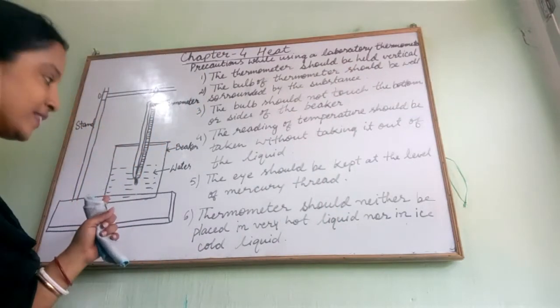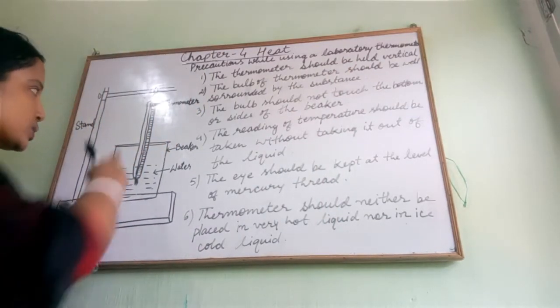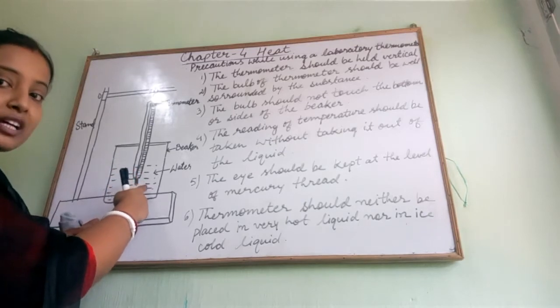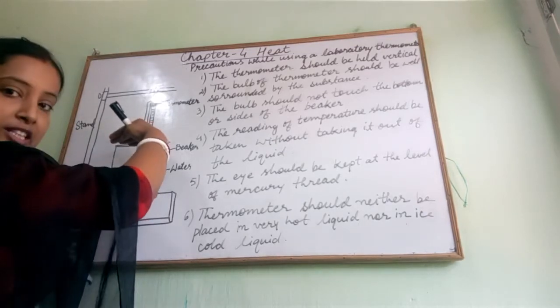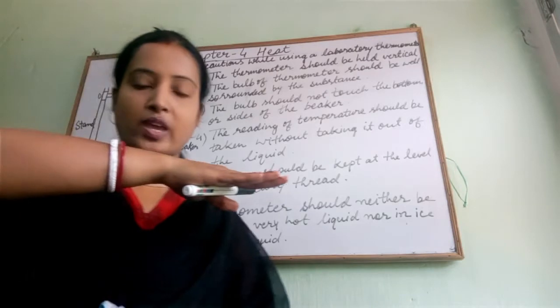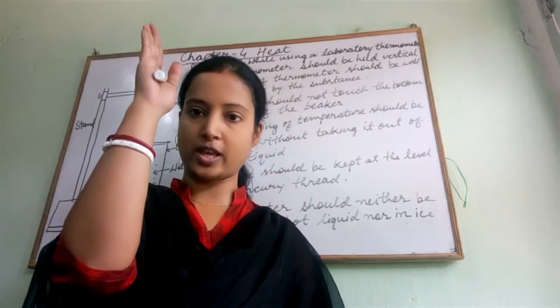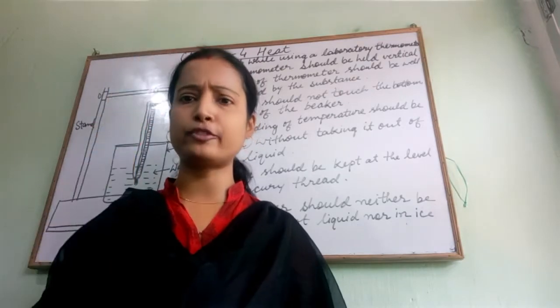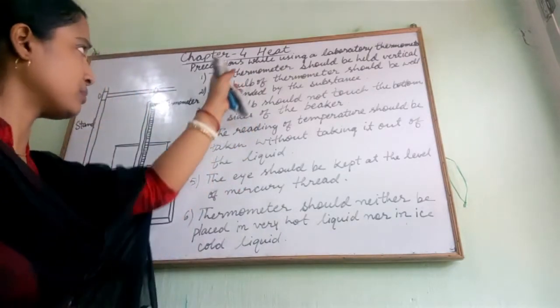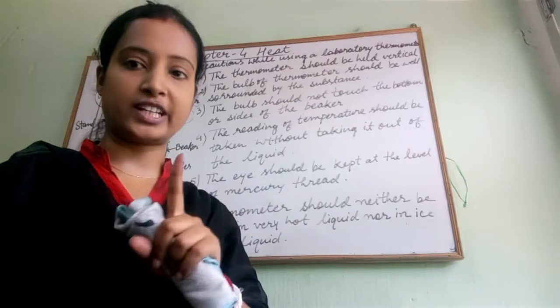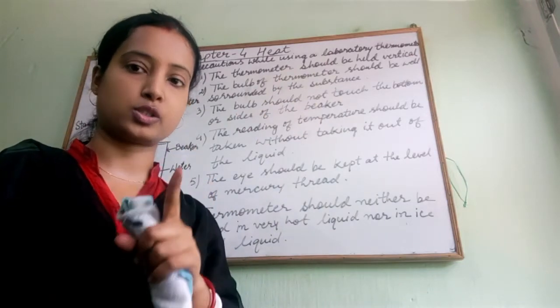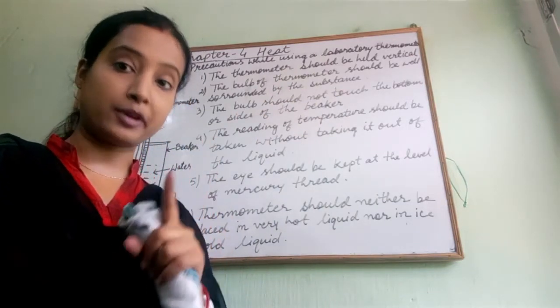Okay, so here in this figure you can see the thermometer is vertical. You should not keep the thermometer horizontal like this, or tilted like this. Thermometer always should be held vertical. This is the first precaution while using the laboratory thermometer.